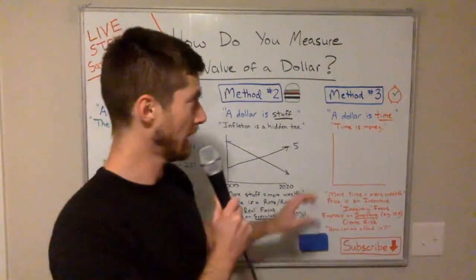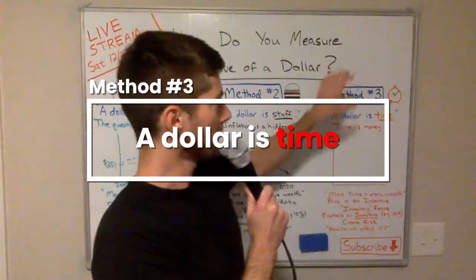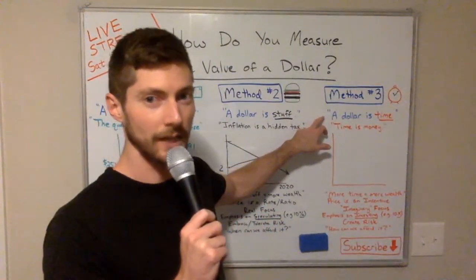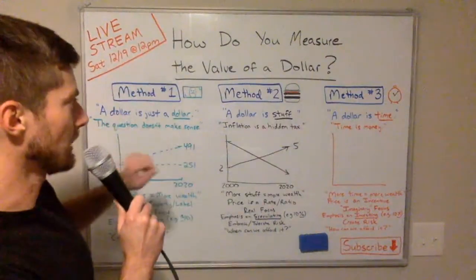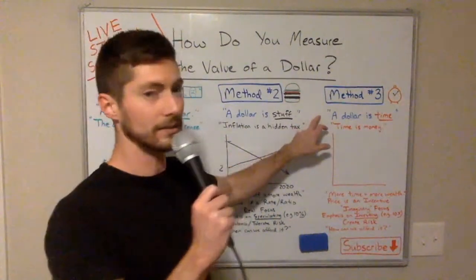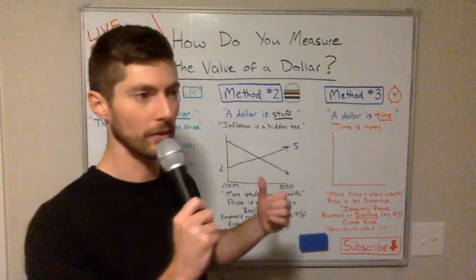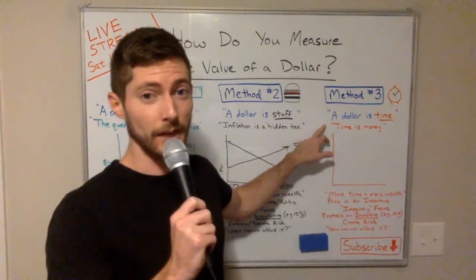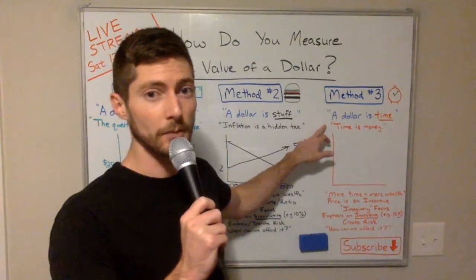But what I want to do right now is start talking about method 3. A dollar is time. Right? A dollar is time. So it's not just a dollar is a dollar or a dollar is stuff. A dollar is time. This is a third way to think about the value of a dollar. Time is money. Okay, we've all heard that a million times, right? Time is money, money is time.